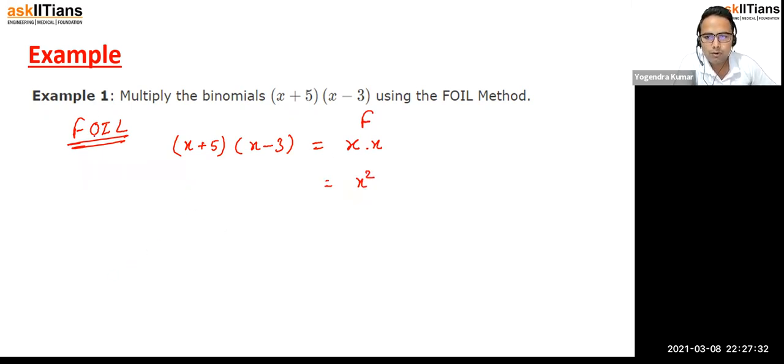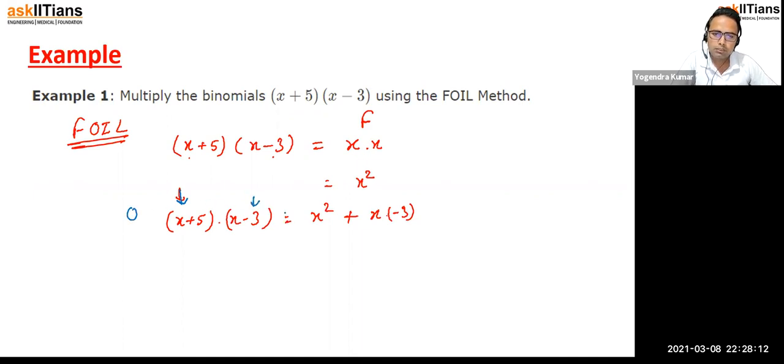Now outers, we will go to outers. So x plus 5 into x minus 3, we are going to do this, x square is done. Now outers, x into, remember the sign, this is very very important. So we are going to do here x into minus 3. Let me change the color to show it to you clearly. Outers, for O, outers is this and this.